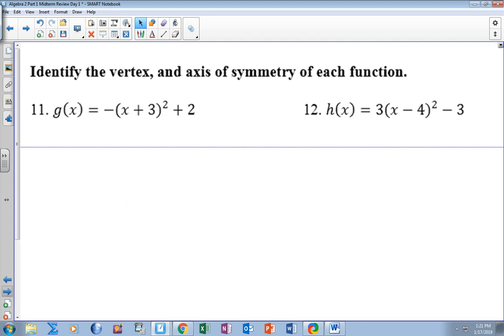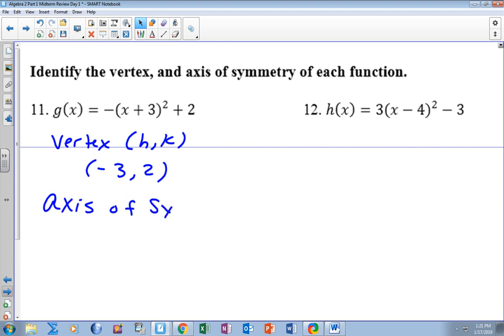For this next one, it just says identify the vertex and the axis of symmetry. This one's pretty easy. Remember, your vertex is your h and k. In this case, the vertex is just going to be -3, 2. Remember, it's x minus h. So -3, 2 is my vertex. And remember, the axis of symmetry goes through the x-coordinate of the vertex. So your axis of symmetry is just going to be x equals -3.